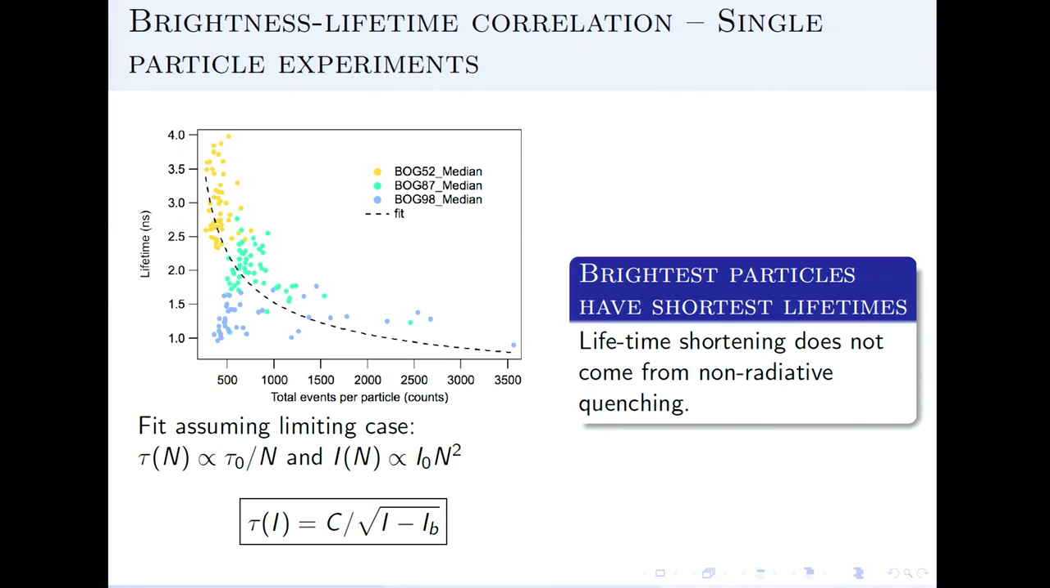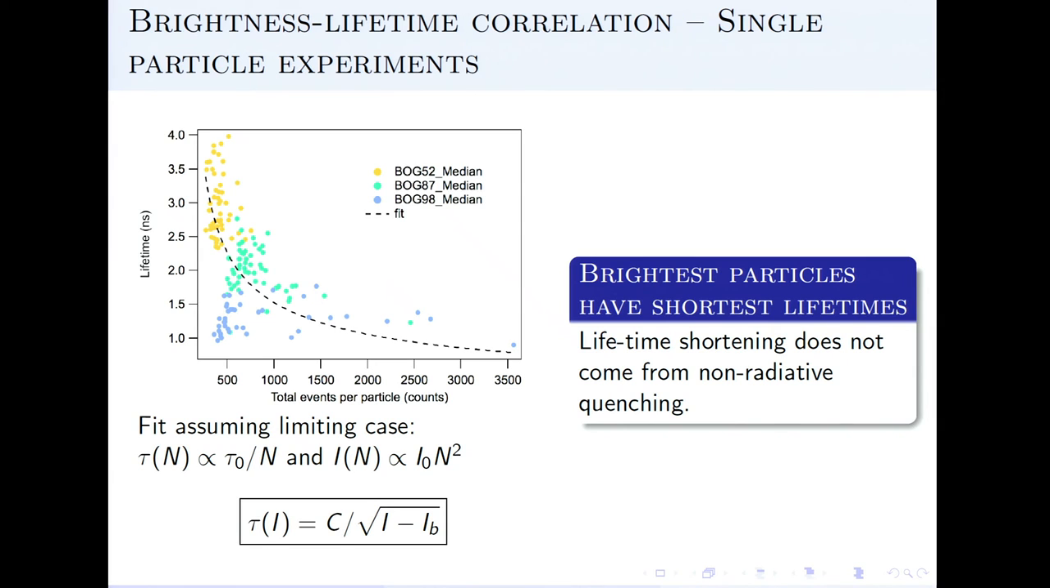And so we plotted the lifetime. This is for three ensembles of particles that have different numbers of chromophores, 50, 80, and 100. And we plotted it as a function of the intensity per particle. We assumed a limiting case where tau, the lifetime, is tau naught over N, and the intensity is proportional to N squared. If you combine these two, you get that the lifetime as a function of intensity should be a constant over the square root of the intensity minus the background intensity, which we found experimentally. So this is not a fit parameter. It's just a unit conversion constant that we use for this dotted line, which looks promising. It passes quite nicely through the data.